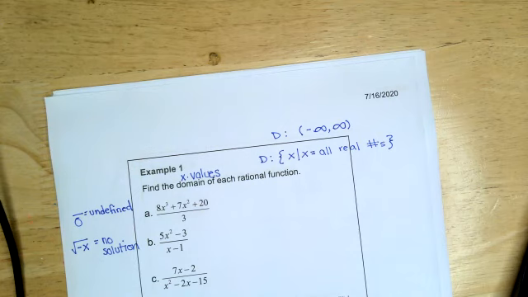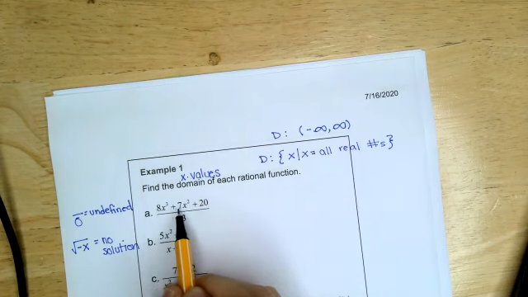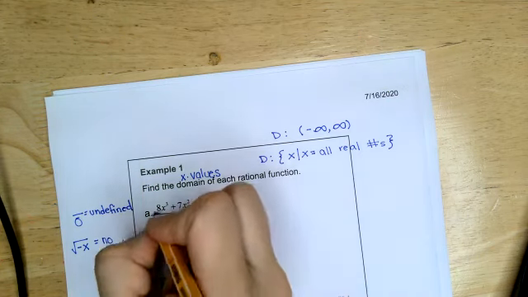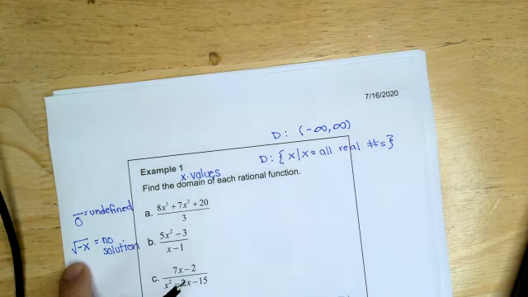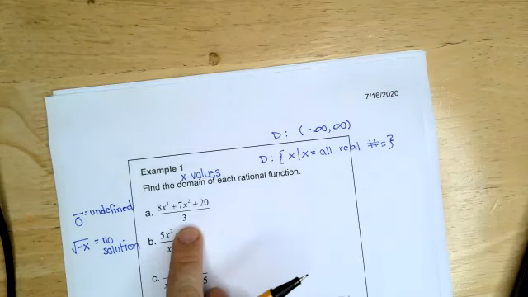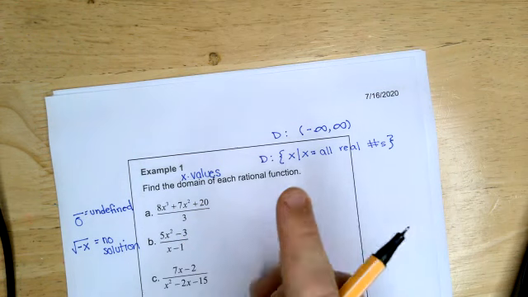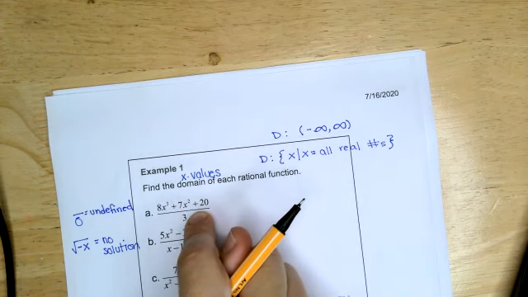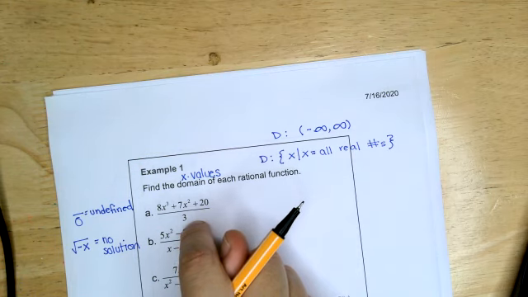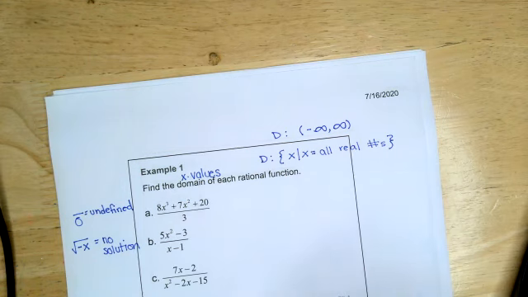Okay. Let's look at the first one: 8x to the third plus 7x squared plus 20. You're looking at the denominator because there are no radicals. There's a denominator because there's a fraction. However, there is no variable in the denominator. There is no x in the denominator. There's nowhere to put an x value into the denominator. The denominator will always be 3.